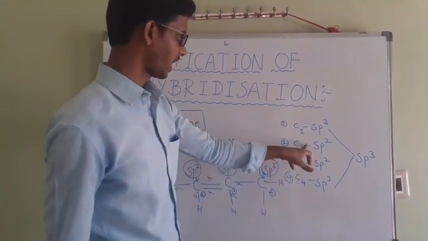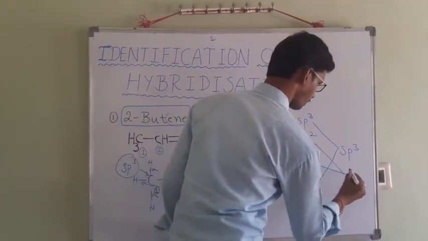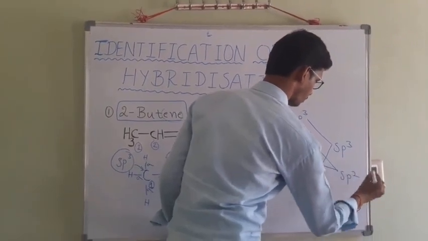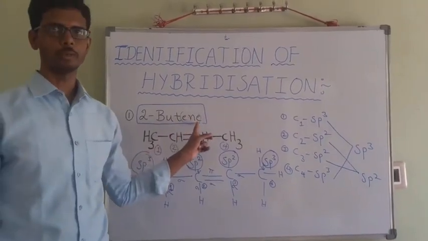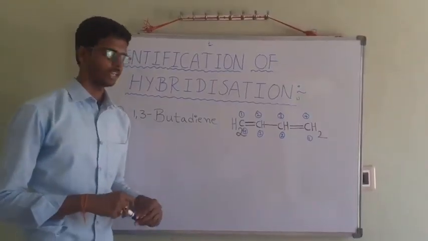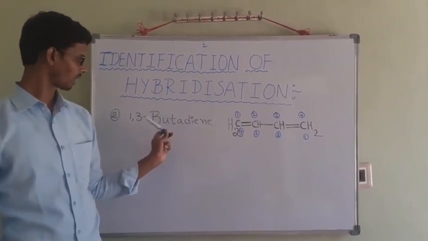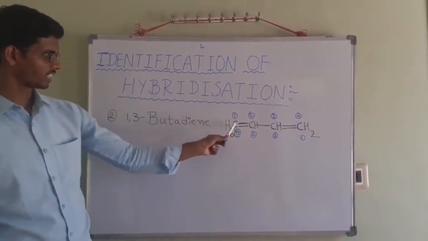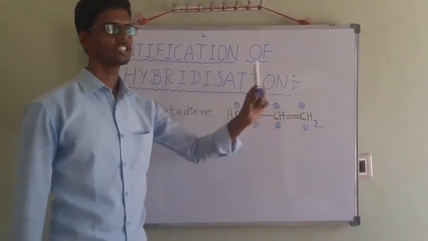The second and third carbon, these two belong to sp2 hybridization. Okay, this is the first example, that is 2-butene. Okay, next let us see 1,3 butadiene. Its structure is CH2 double bond CH, single bond CH, double bond CH2.